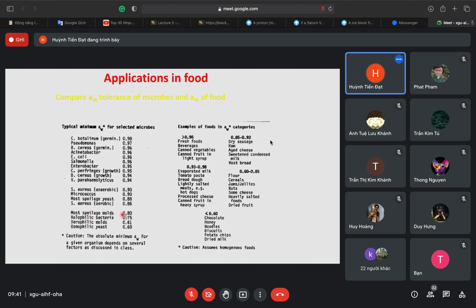So the xerophilic molds develop, halophilic bacteria. Halophilic means salt-loving. Saccharophilic. This one, osmophilic yeast. These are the groups that can resist very low water activity. Okay, less than 0.8 is still okay. Especially the osmophilic yeast, they can resist low osmolarity inside the cell. Okay, so 0.6.